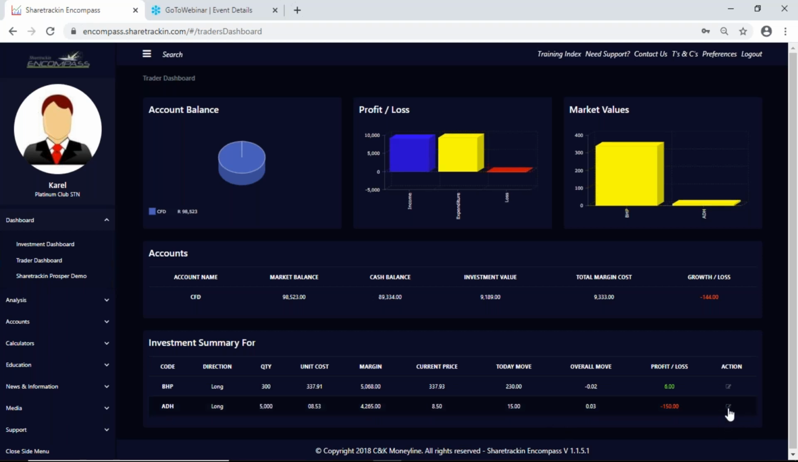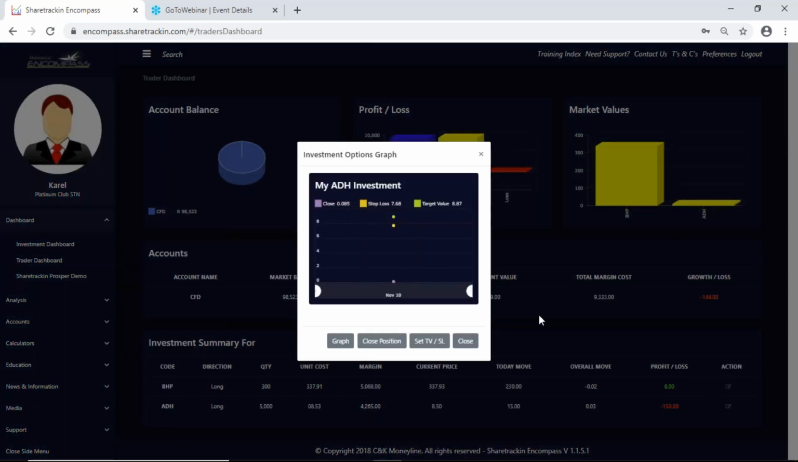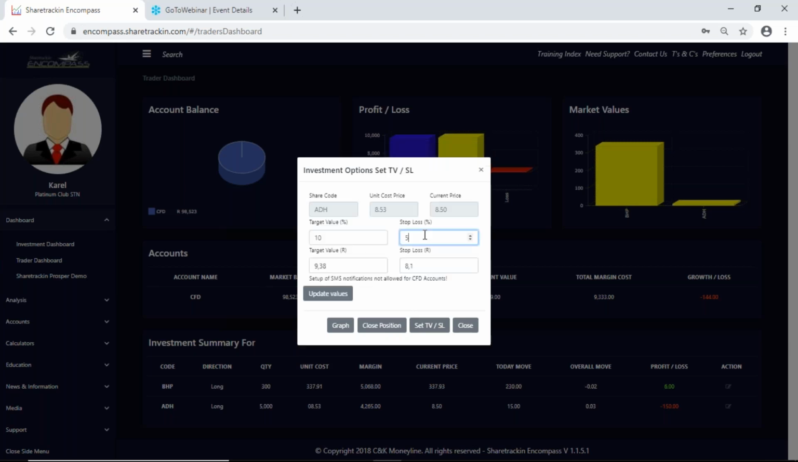If I do want to set up a stop loss or a target value, I will click on action. I would say set TVSL. Then it gives you a default target value of 4%. So that one I can change to, let's say, 10%. In other words, if I do want the share to grow positive by 10%, it must get rid of the share. And then your stop loss, because you are trading CFDs, you would insert a tighter stop loss of about 4 to 5% because you don't want to lose too much money.